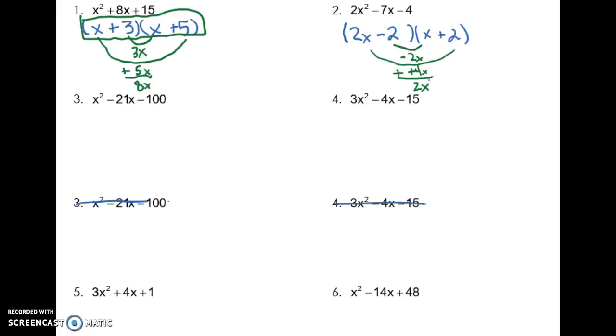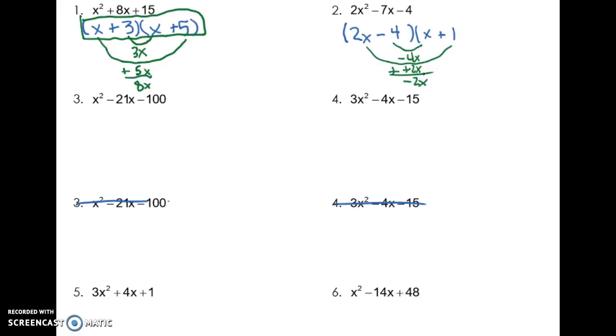So instead of using 2 and 2, I'm going to try 4 and 1. So I'm going to fix that right there, and erase that one. So let's use a negative 4 and a positive 1. Let's see what happens. This gives us negative 4x, and that's a 2x, and when I add those together, I get negative 2.